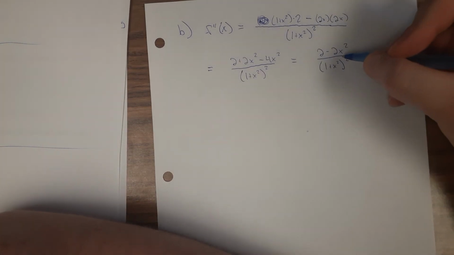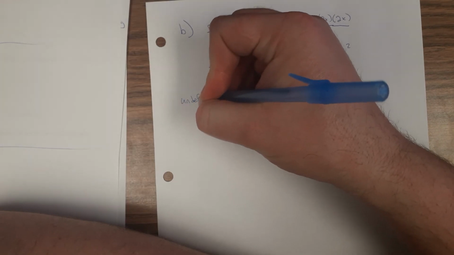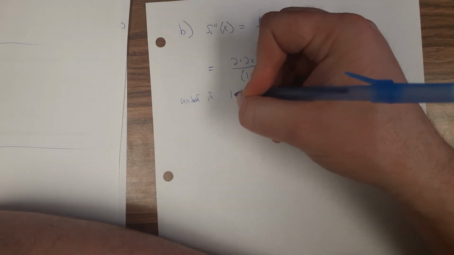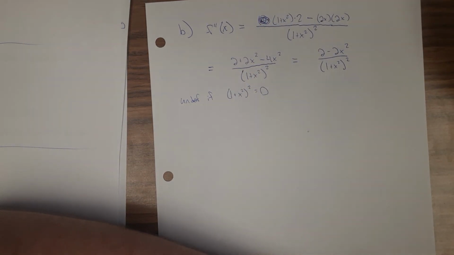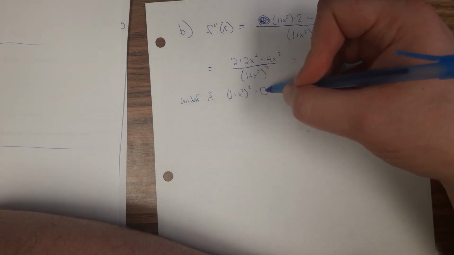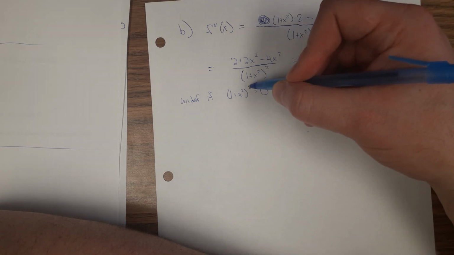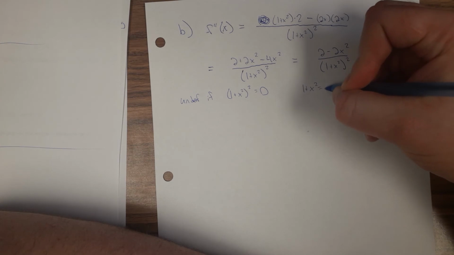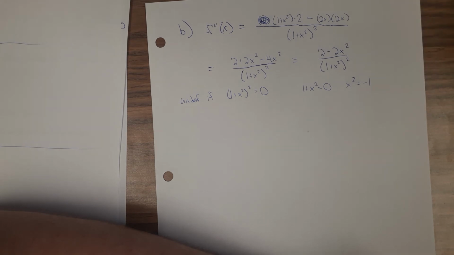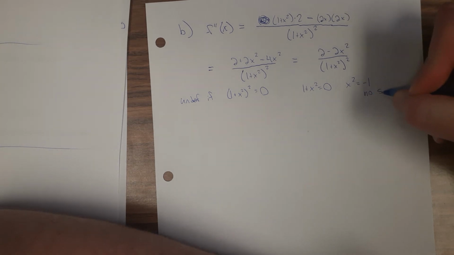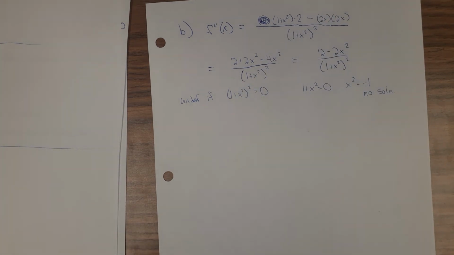So check where this is undefined. It is a fraction, so it would be undefined if this bottom were 0. Of course, I'm having a little bit of deja vu here because once I write this down, I think about solving this equation. The first thing I would do is the square root to get rid of this square. So that would tell me 1 plus x squared equals 0, and then x squared equals -1. And now I would be about to do imaginary numbers, so I just say no solution. Okay, so this, as it turns out, is never undefined.